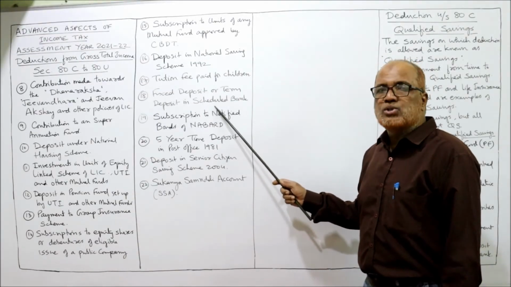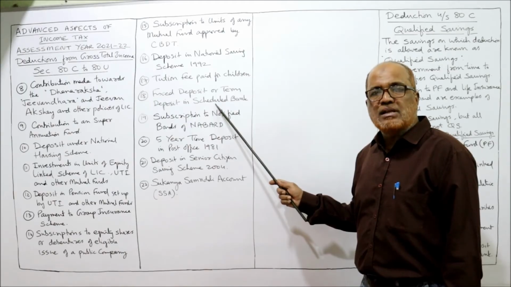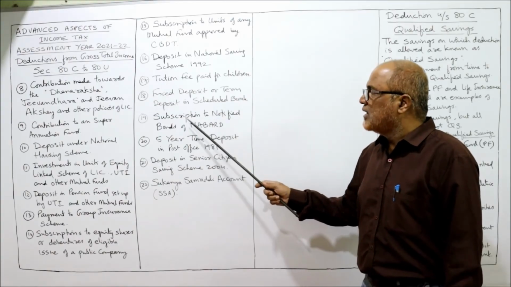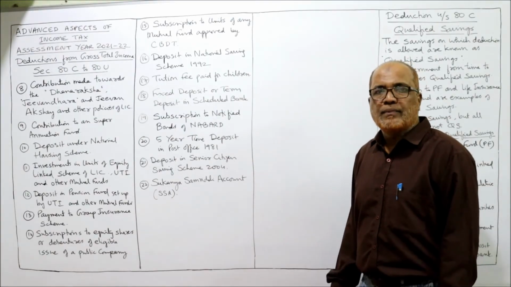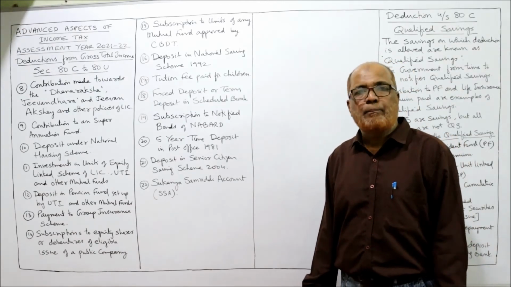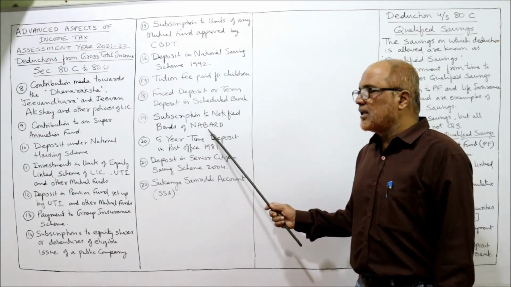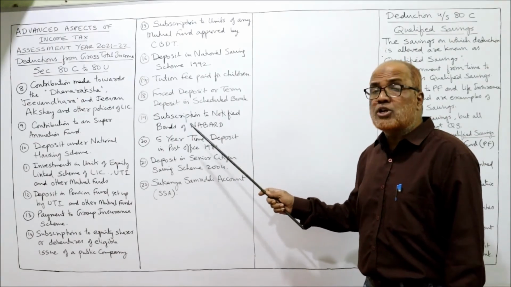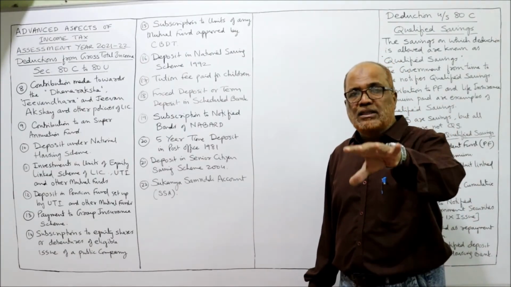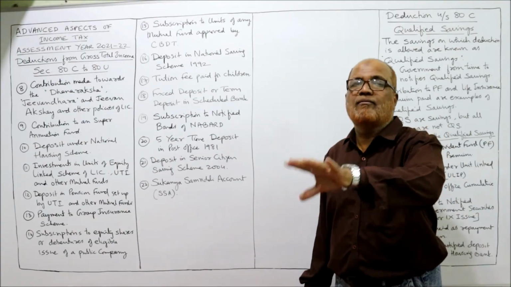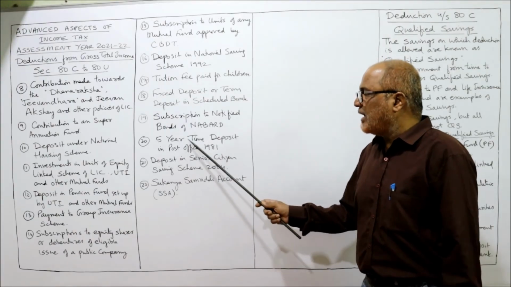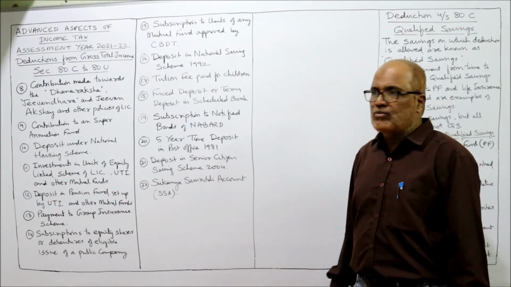Fixed deposit or term deposit in scheduled banks. If a person makes a fixed deposit or term deposit in a scheduled bank, that will also qualify. Subscription to notified bonds of NABARD. NABARD means National Bank for Agriculture and Rural Development. So subscription to notified bonds. The Income Tax Act will notify that these are the bonds issued by NABARD which will qualify for deduction. So only notified securities will be qualified. NABARD. 5-year time deposit in Post Office 1981.